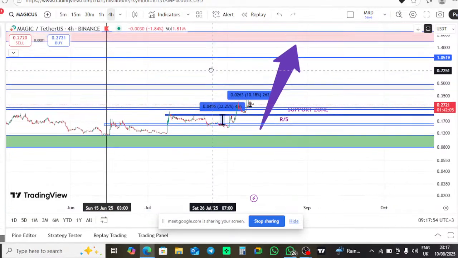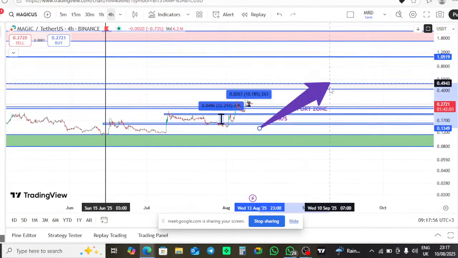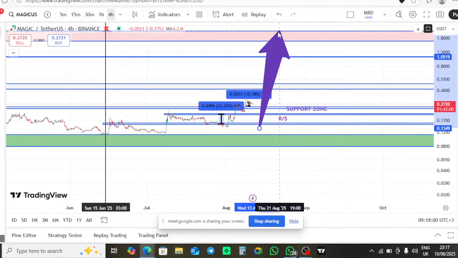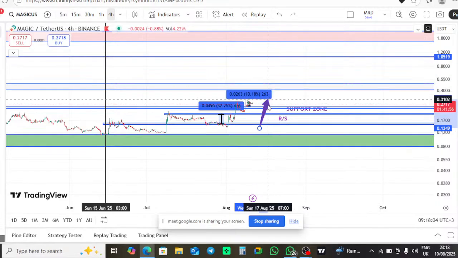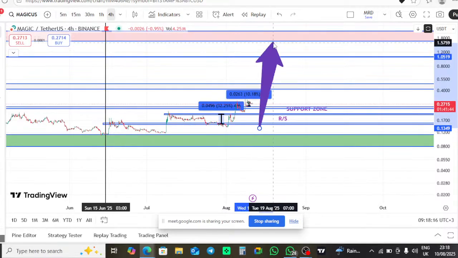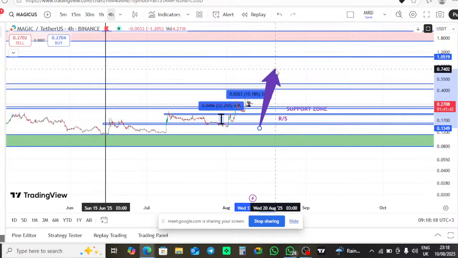Okay. So just know this is the lowest point and this is the highest point of the market. So it means currently the market is here.